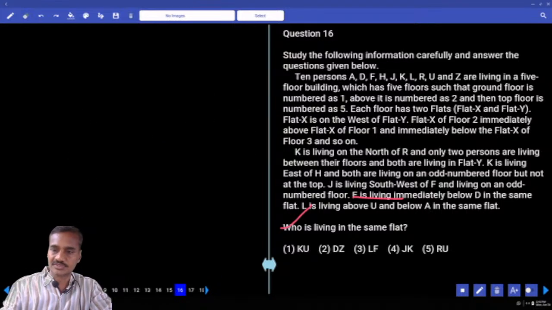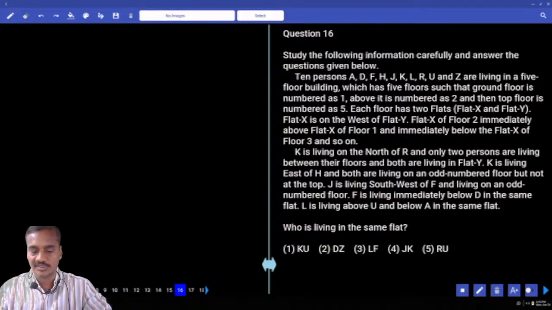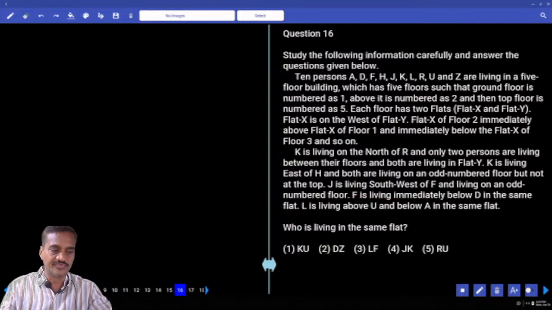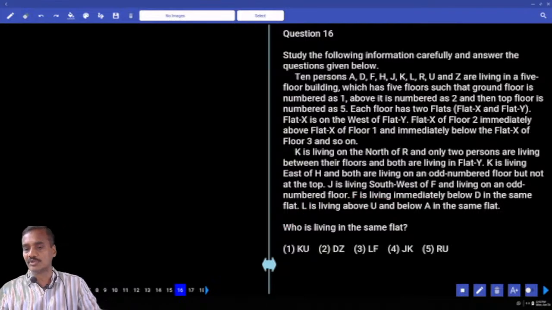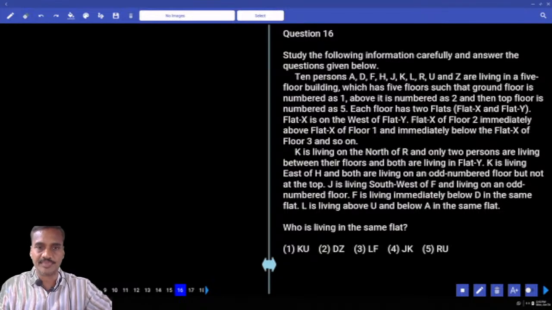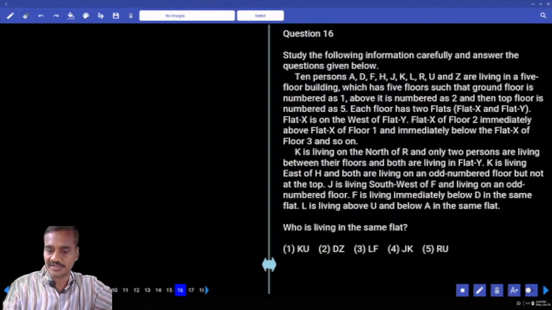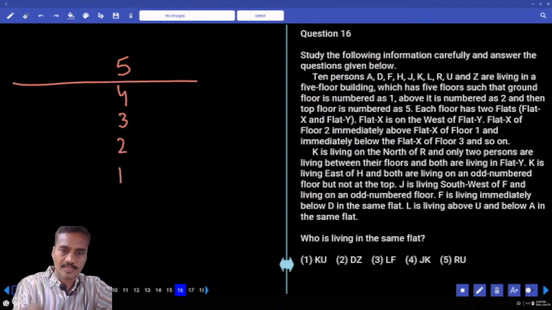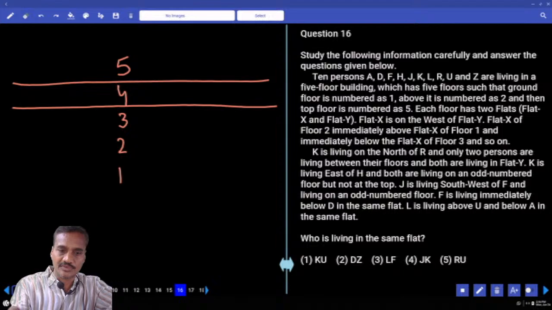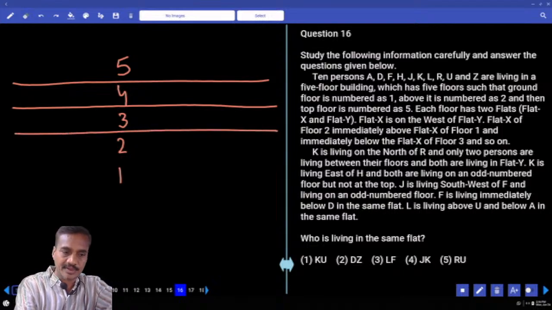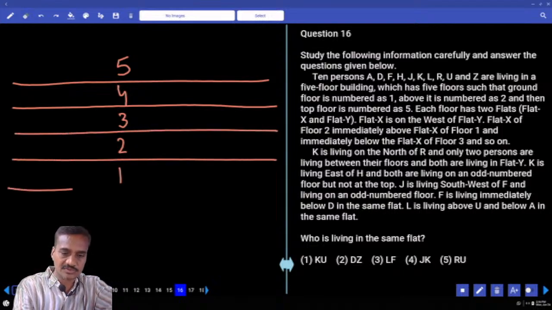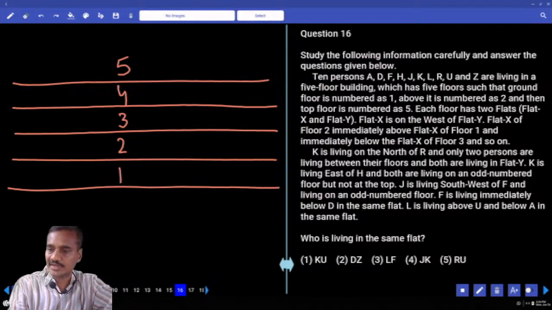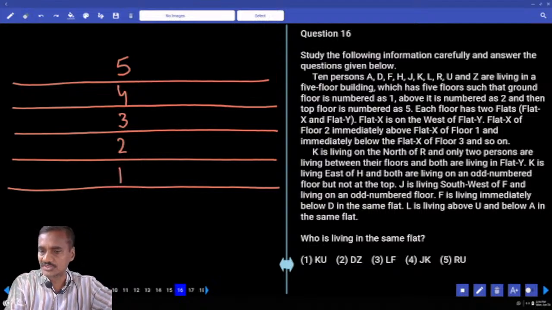Now 16 onwards. Now 10 persons, and they are staying on 5 different floors. Multiple floors and multiple flats. First or the second priority? Definitely under the first priority. Then in this, 5 floors: 5, 4, 3, 2 and 1. And in these floors, how many flats are there? There are 2 flats in each of these floors: flat X and flat Y.